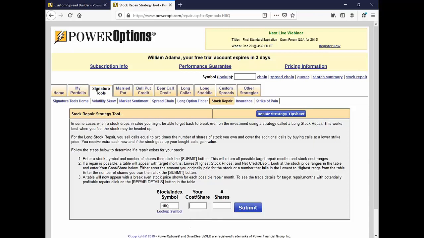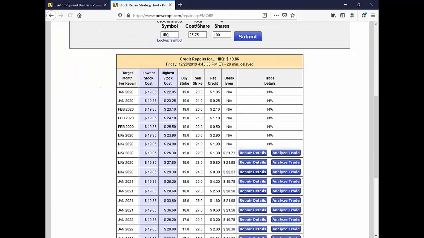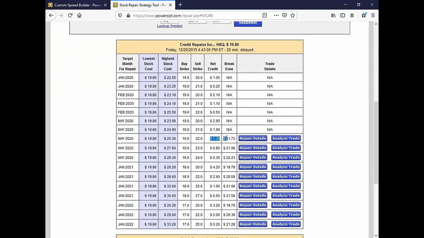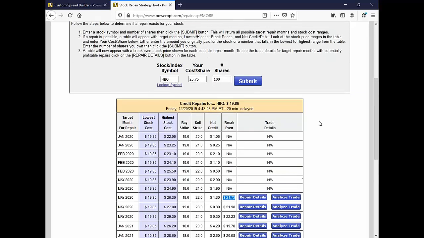Okay, so, $25.75, stock and put combination together, 100 shares. Does that January repair still pop up? No. I have to go out to May, get a $1.30 net credit to lower the break-even down. Now again, the put is not a wasted value, but I can't just use the purchase price, Jerry, into the stock repair tool and think that's going to work if a repair comes up, because I have to factor in the price of the put, otherwise it won't work.